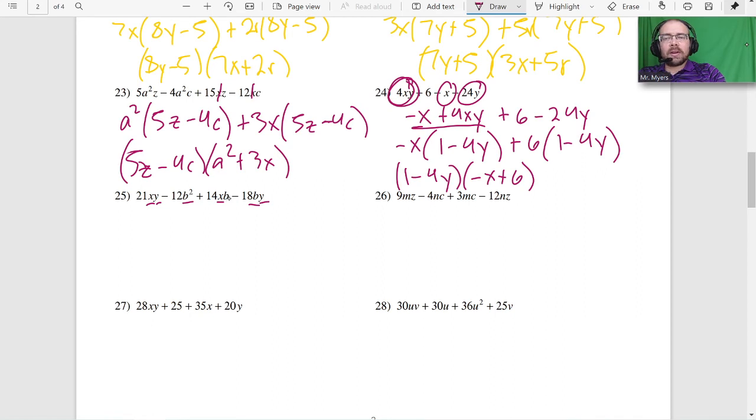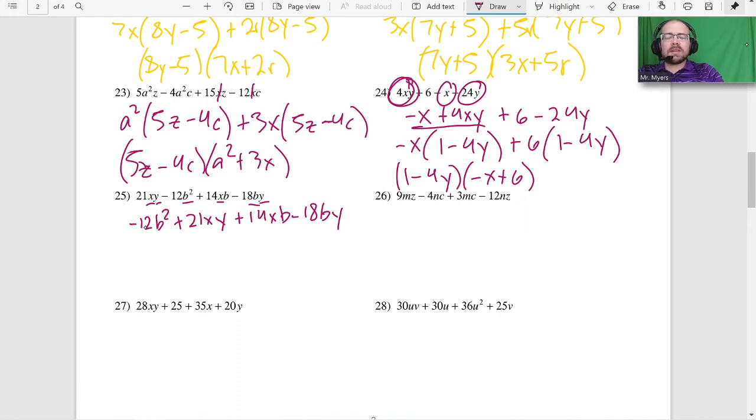So they're not in the correct order because my y's are in the wrong places. I have a 1 and a 4 there. It's almost like you're playing a game or something. Anyways, so we want to move the y. Let's just flip it with something else, right? So negative 12b squared plus 21xy plus 14xb minus 18by.